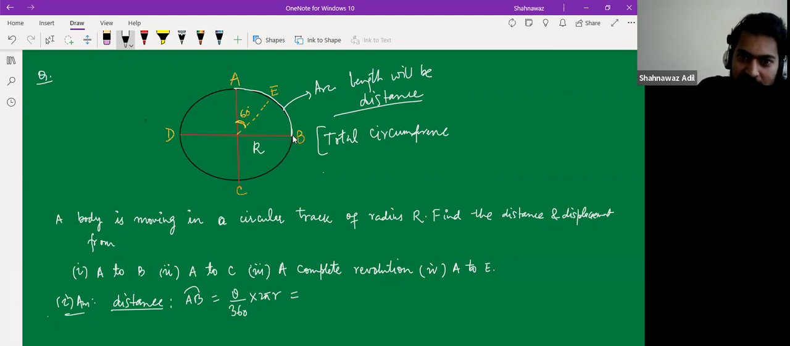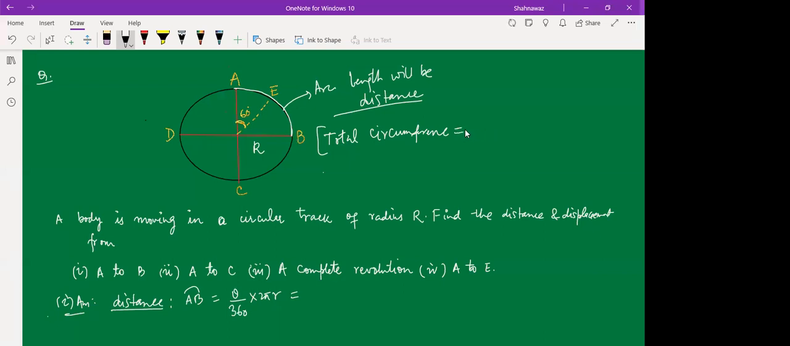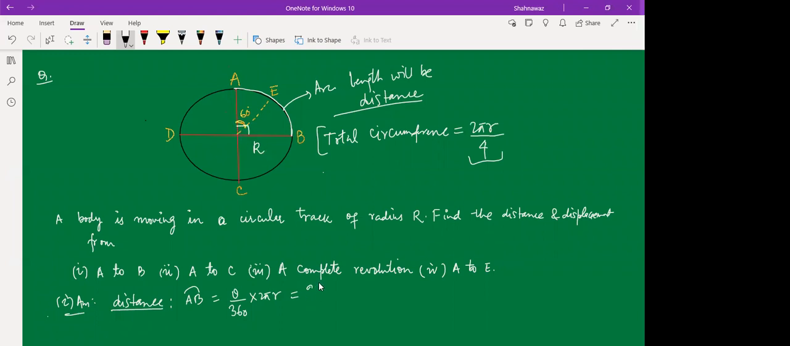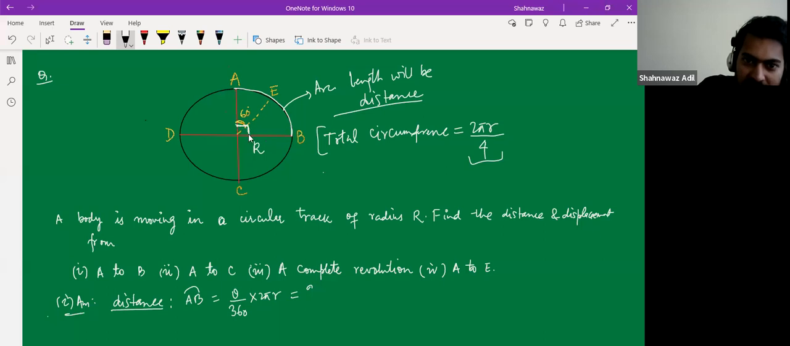Okay. Yes, sir. So total circumference is 2 pi R, and when you want to directly calculate, then it will be 2 pi R by 4. So this will be arc AB. But now when we calculate from this method, theta is what? 90 degrees, right? So this is 90 by 360 into 2 pi. So this is 4 and this is R. So this is pi R by 2. Right.